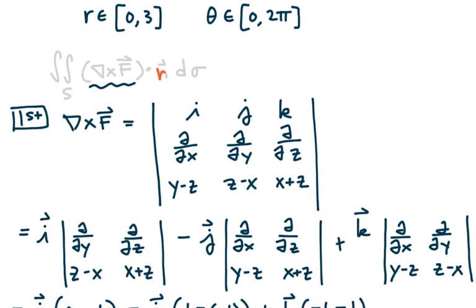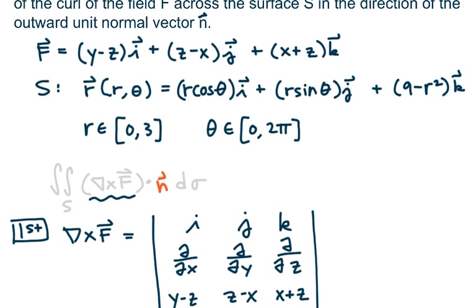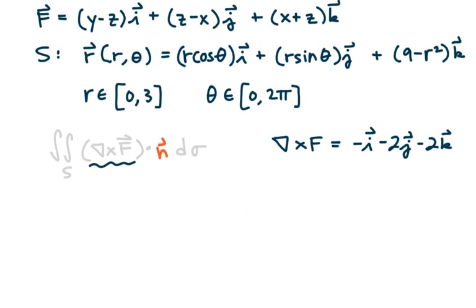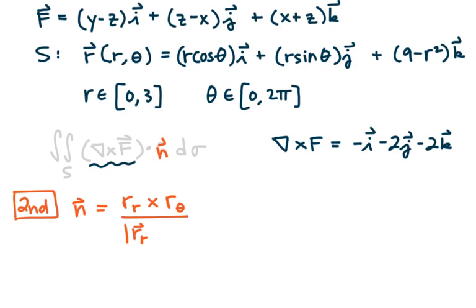Now what we need is n. We need our outward unit normal vector. So I'm going to clean up my screen here so we see what we're looking at better. So for our second step, when we need to calculate n, n is going to be r partial r cross r partial theta divided by the magnitude of that cross product. So the cross product of those partials will be normal, and then in order for it to be a unit vector, we need to divide it by the magnitude. So let's find each of these partial derivatives.